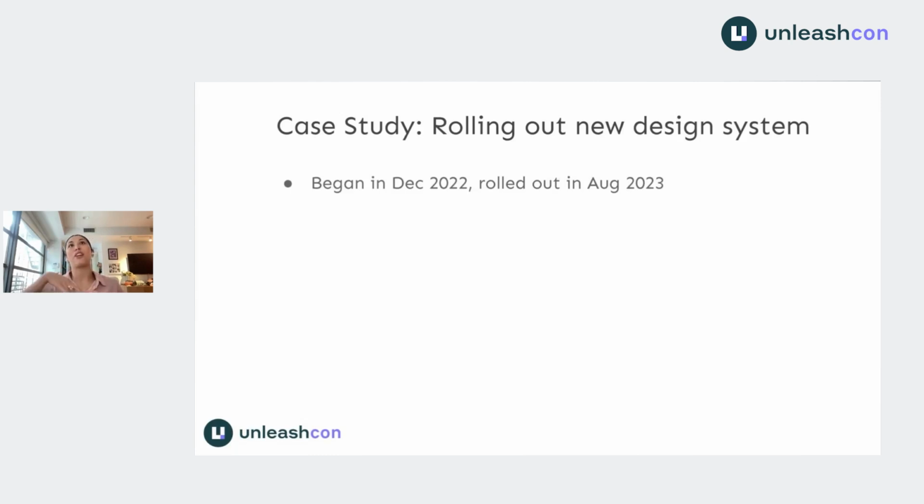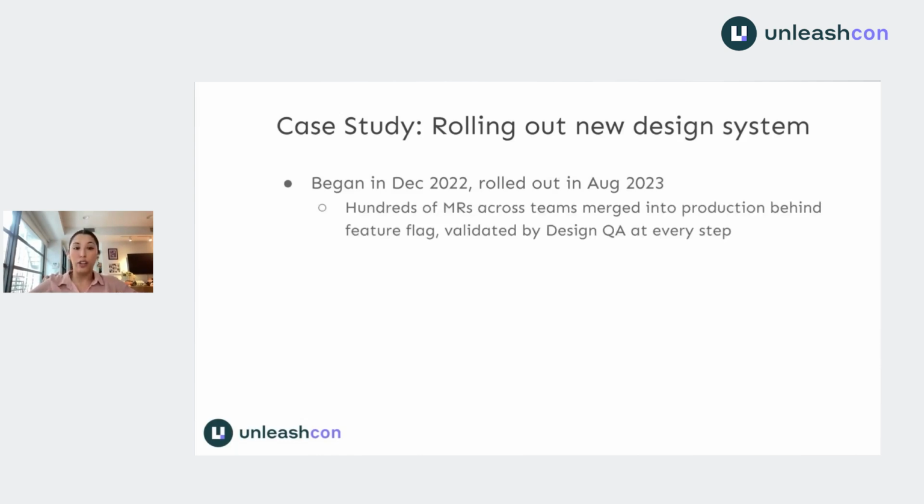But it began in December 2022, meaning actual feature development work began in December 2022, and the entire feature rolled out in August 2023. So that's a relatively quick turnaround, about 8 months. Hundreds, honestly, I wouldn't be surprised if it were thousands of MRs across teams were merged into production behind these feature flags very safely. And it was validated by our design QA, our functional QA at every single step.